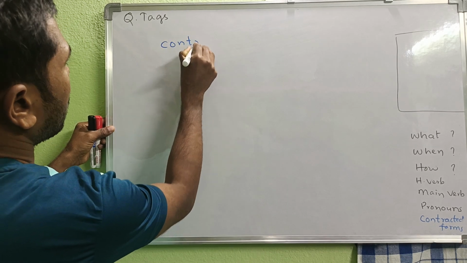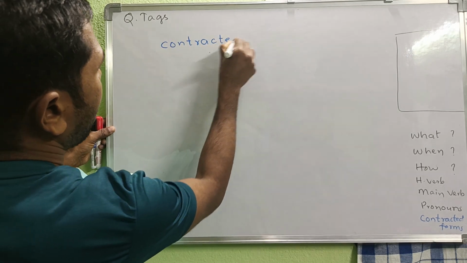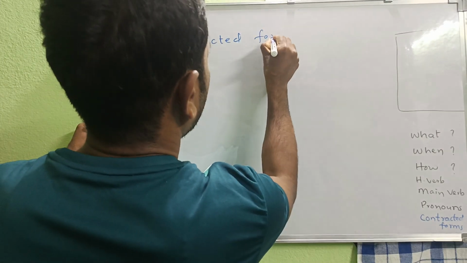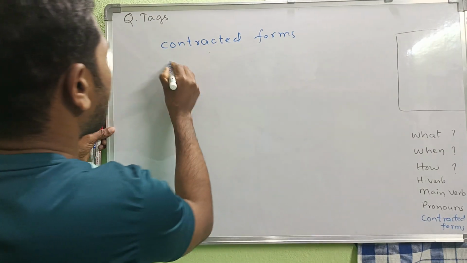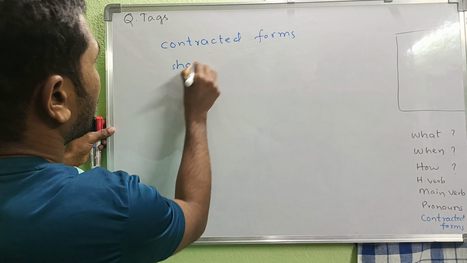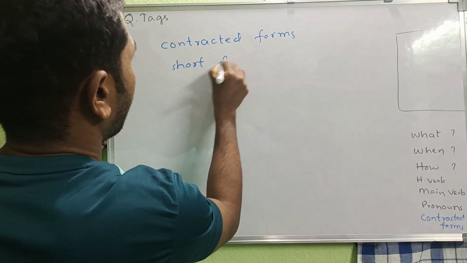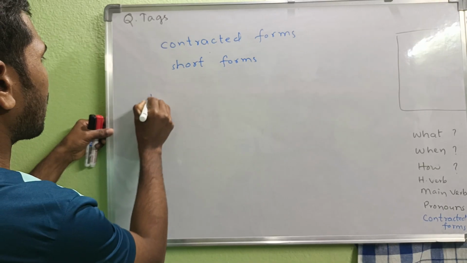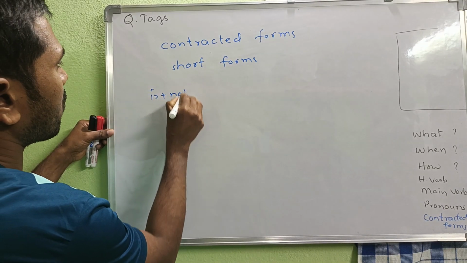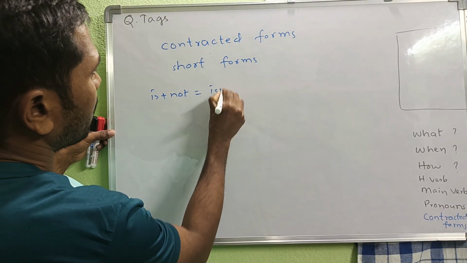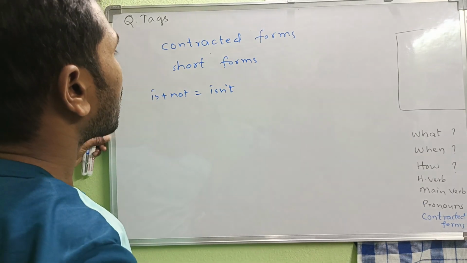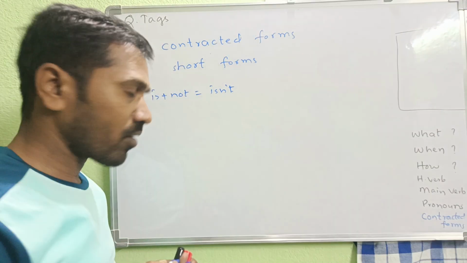Contracted forms. Another name is short forms. It is very important to know. Is plus not: isn't. We add an apostrophe and we avoid the 'o'.